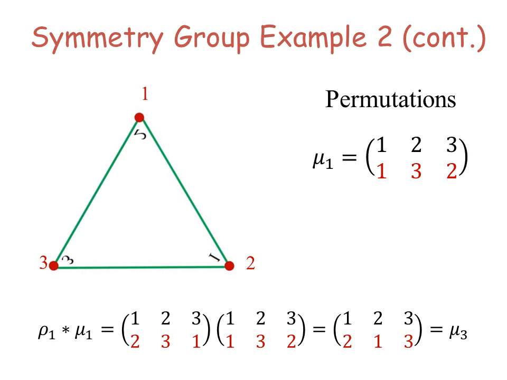Here's how we read the product of two permutations. We read from the right to the left. So, to find where the black 1 is mapped, notice that it is first mapped to 1 by mu sub 1, and then 1 is mapped to the red 2 by rho sub 1. So, in the product, the black 1 is mapped to the red 2. Similarly, the black 2 is mapped to 3 and then to the red 1. The black 3 is mapped to 2 and then to the red 3. So the product, rho 1 star mu 1, is the permutation mu sub 3.